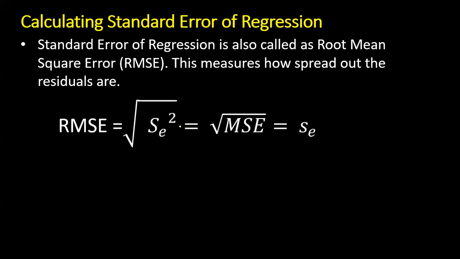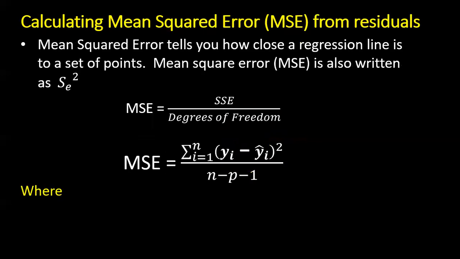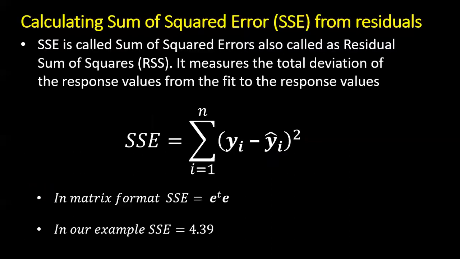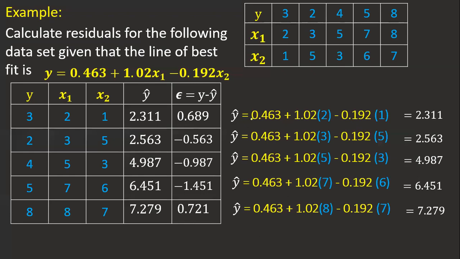So what is the formula for that? It is nothing but the square root of MSE. The square root of MSE will give you the standard error of regression. This is also denoted by SE. I hope this makes clear how to calculate the standard error from the residuals. If I'm going to show it once again, these are the values. This value is a predicted value. So x1 and x2, I'm going to substitute in this given best line of fit, and then I'm going to calculate.